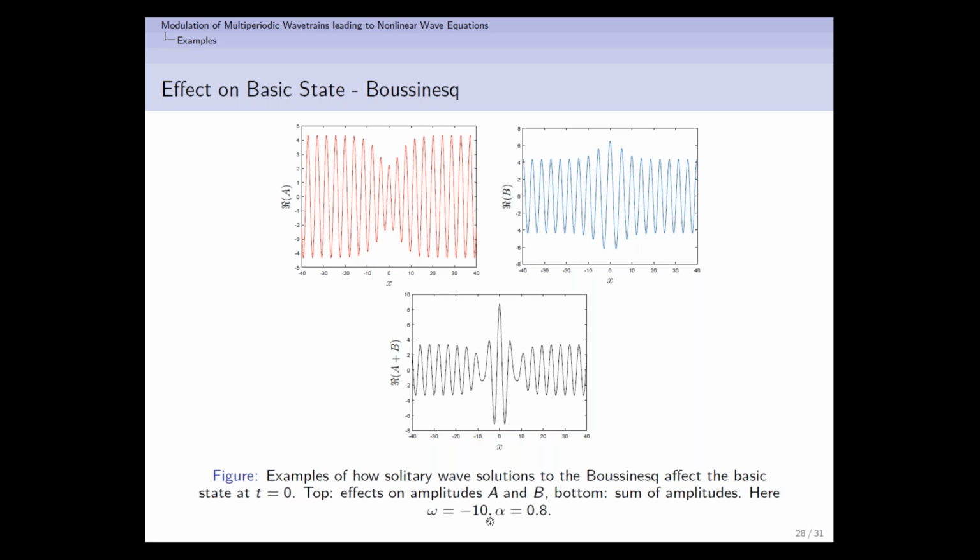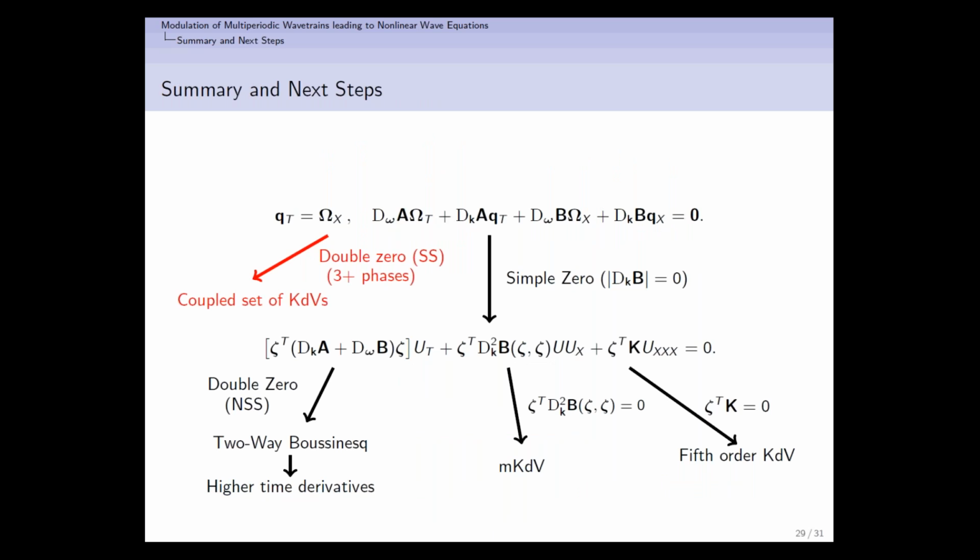So those are the two examples. Hopefully they've looked interesting. I found them interesting. But where do we go from here? Okay. So here's a summary of most of the stuff that I've done today. So we derived this. We showed that when you end up with this zero eigenvalue condition, you're expecting the KdV equation. Now, if you've got a double zero, you expect two-way Boussinesq.